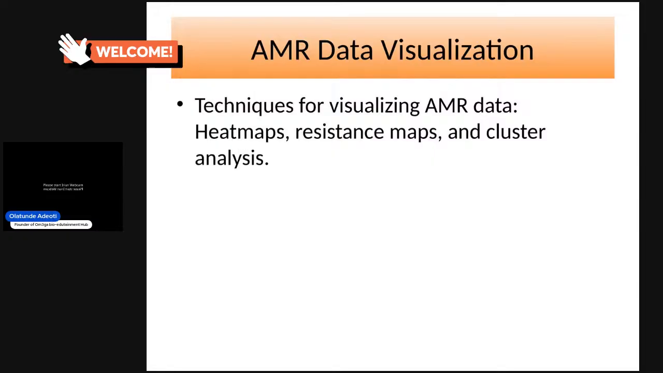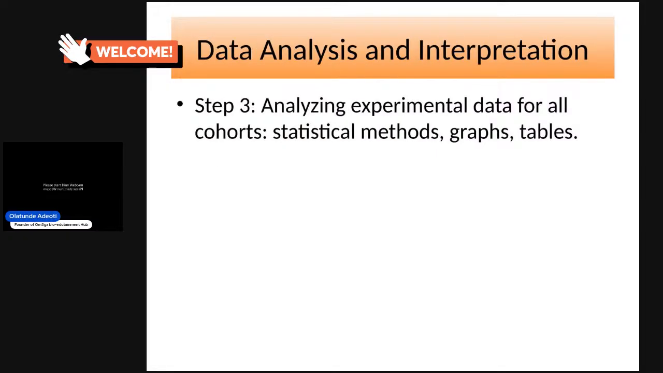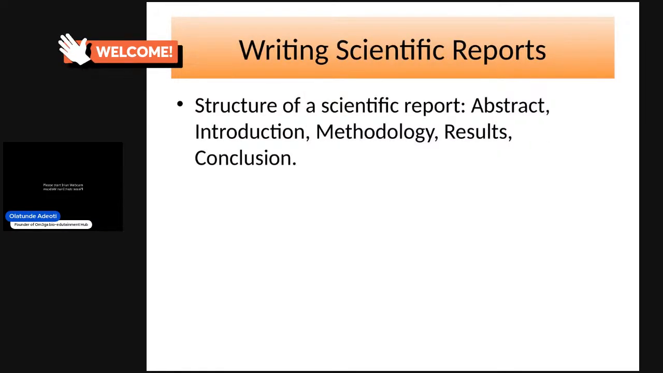Then apart from that, we have to know how to read heat maps, resistance maps and cluster analysis. These are part of what we will need for AMR data visualization. Then data analysis and interpretation is very, very important: analyzing experimental data for all cohorts, statistical methods, graphs and tables and so on. Then writing a scientific report, after all this, we will be able to know how you can write all this together, in the form of abstract, introduction, methodology, results, discussion, conclusion, recommendation and your references.